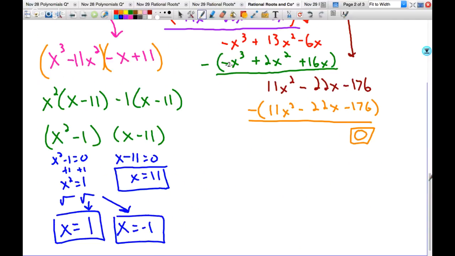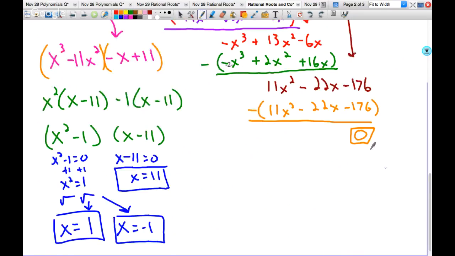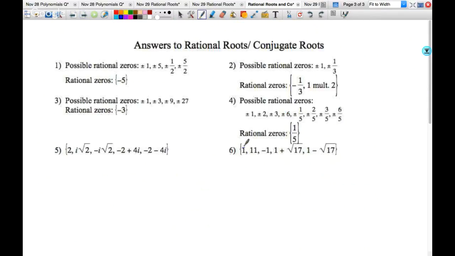I think that does that for this problem. Maybe I'll just double check that we got the right ones. 1, negative 1, 11, and then there's our 2 conjugate roots.